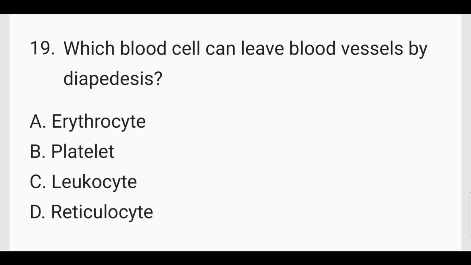Question number 19: which blood cell can leave blood vessels by diapedesis? A, erythrocytes, B, platelets, C, leukocytes, D, reticulocytes. The answer is leukocytes. Diapedesis is the movement of WBCs through the blood vessel wall into infected tissue.